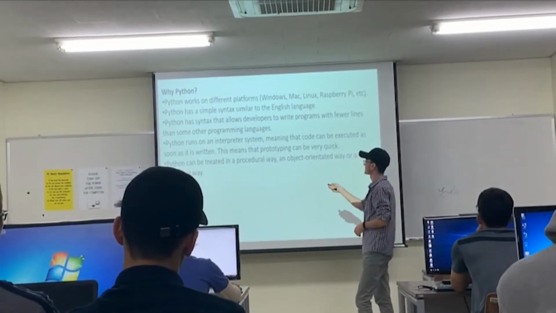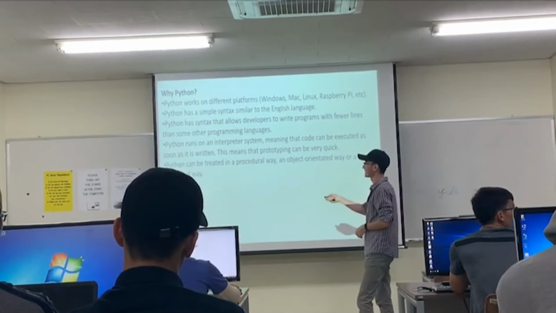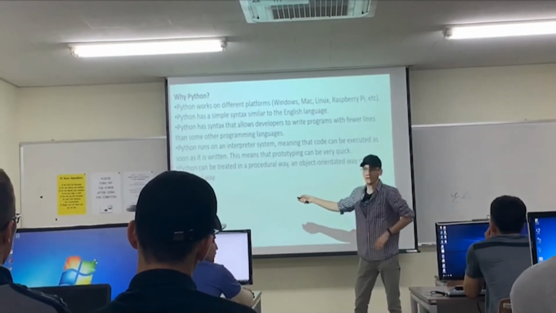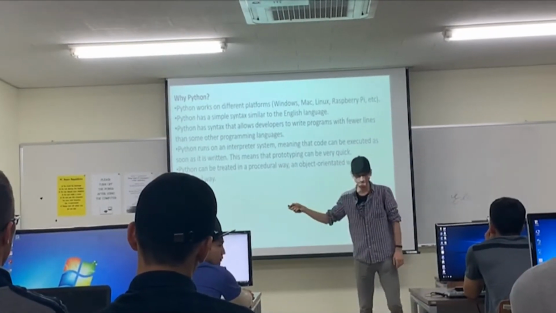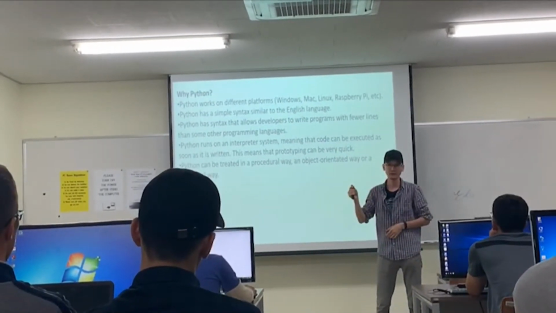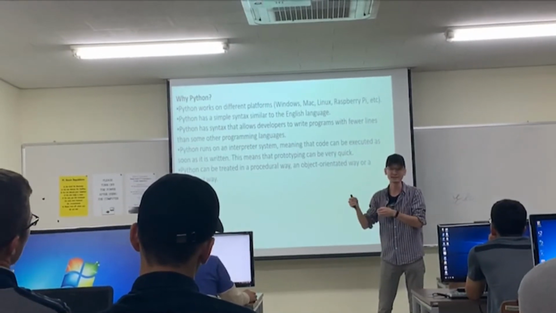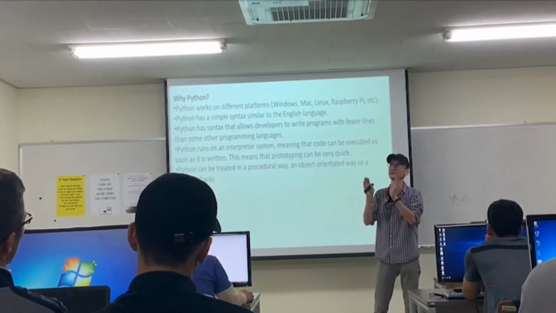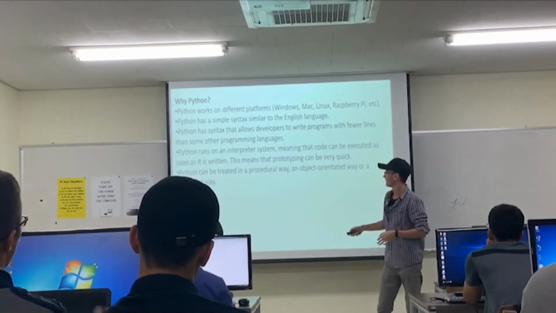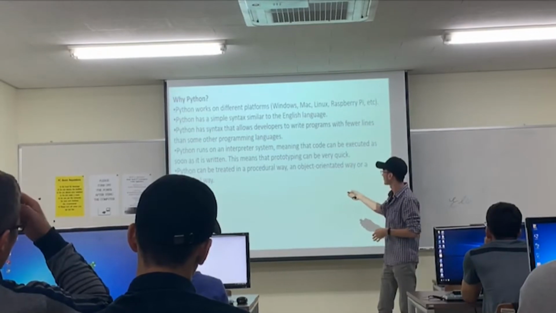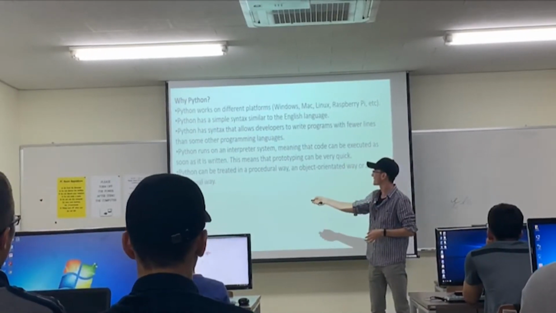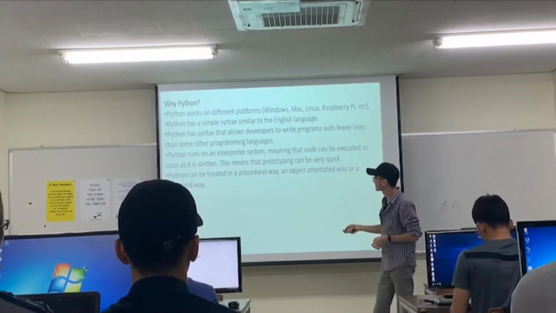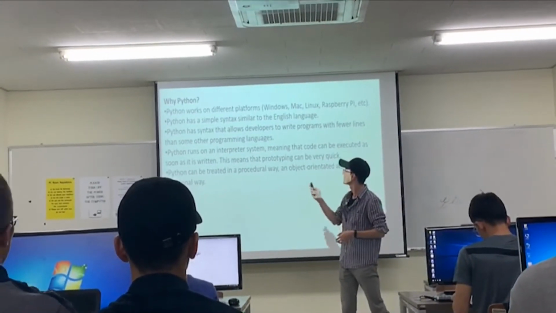Python runs on an interpreter system, meaning that code can be executed as soon as it's written. We will write code, and after you write it, we can execute it. It is really simple. We don't need any extra program. This means that prototyping can be very quick. Python can be treated in a procedural way, an object-oriented way, or a functional way. It is not important.